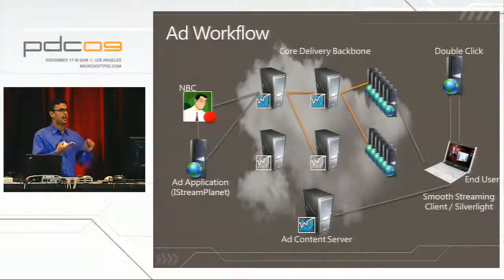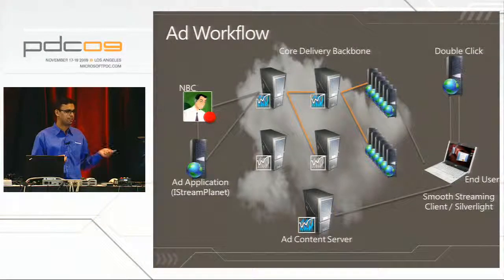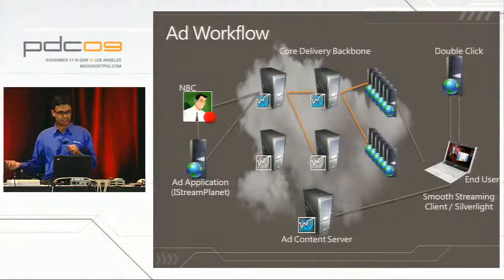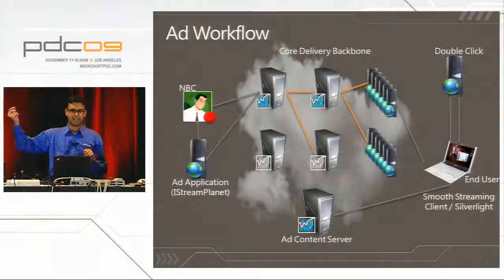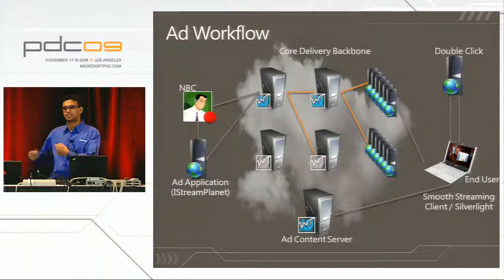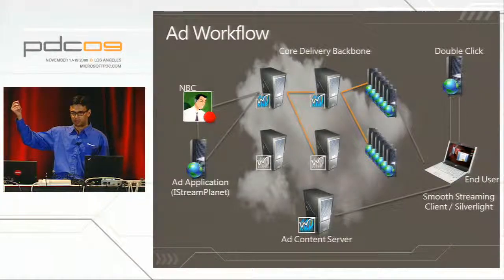So ad information flows from the operator to the application. The application sends it to a delivery pipeline. The pipeline sends it to the client. The client requests the ad information from the DoubleClick server and finally downloads the ad, plays it, and as it is playing it, gives tracking information back to the DoubleClick server.